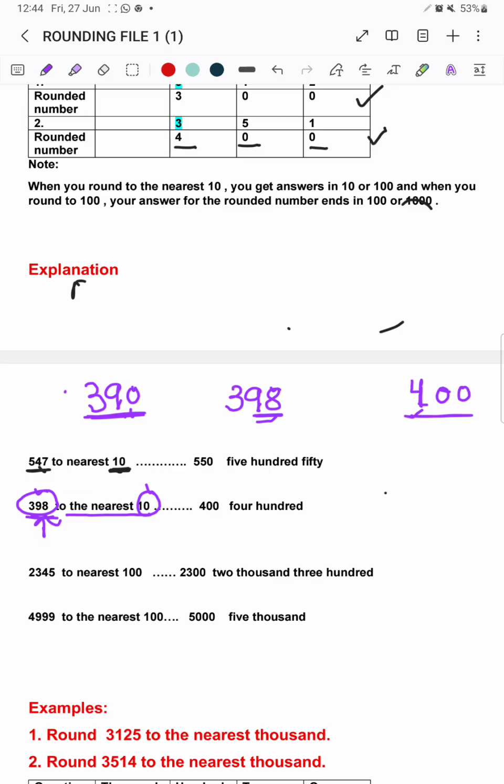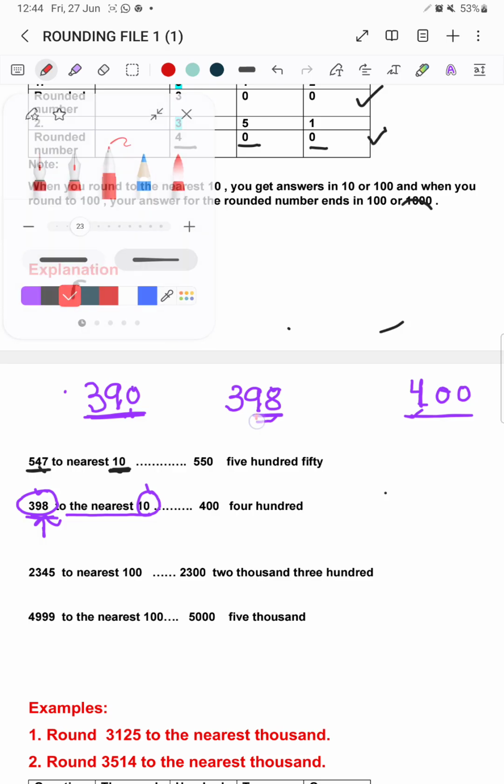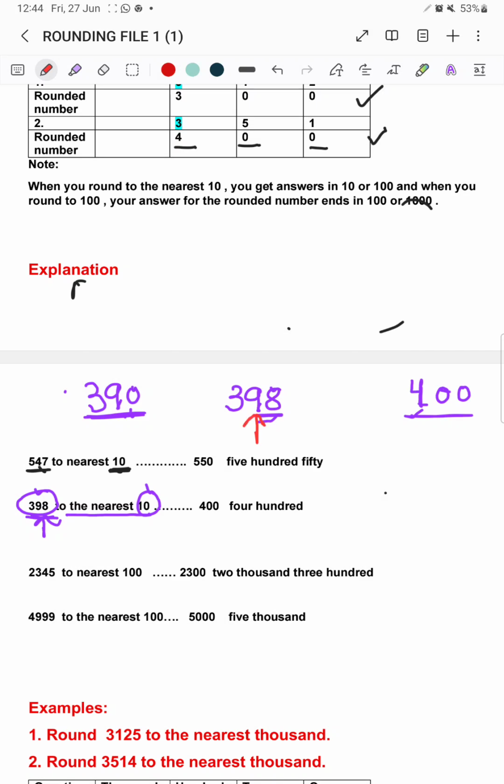Now because we are rounding to the tens place, who will decide whether it will round up or down? The immediate next digit. Don't consider that it is a 3-digit number. We need to see we are rounding to the nearest tens, and the tens digit is 9, and the immediate next digit on the right will decide whether it will go to the lower side or the higher side. So it is 8, and if it is 8, it will round to the higher side.